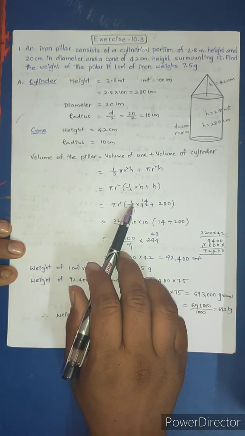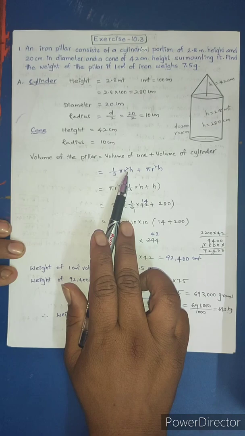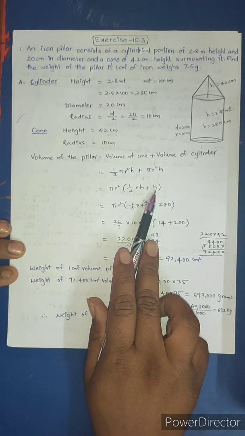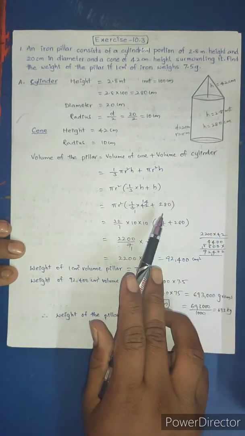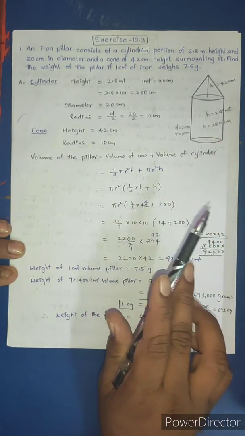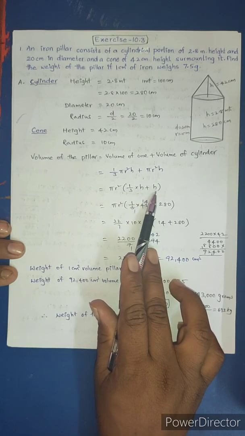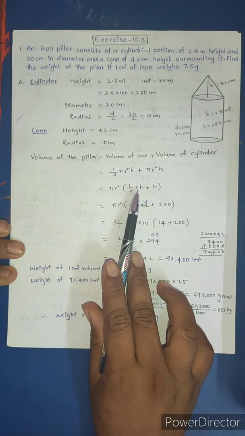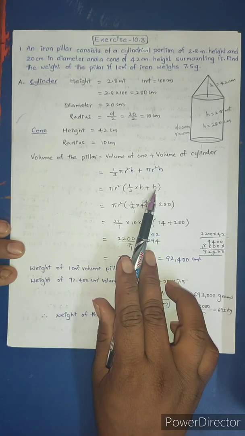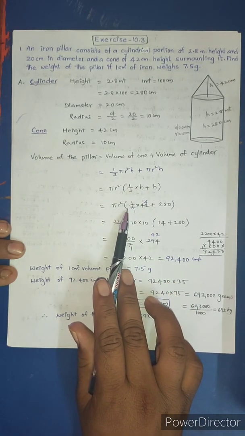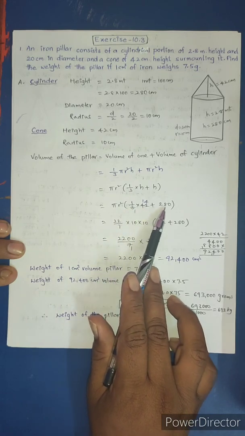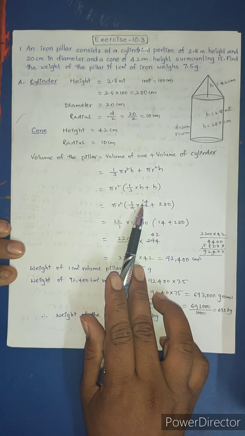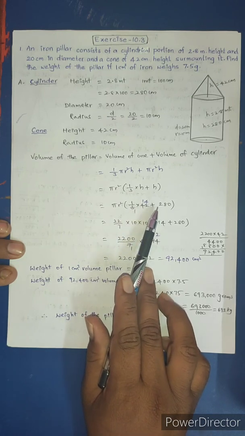Now pi r square of 1/3 into h. This h belongs to cone, height of the cone 42, plus this h, height of the cylinder 280. So don't get confused, both are h, so we can add them. This h belongs to cone and this h belongs to cylinder. Pi r square of 1/3 into 42 plus 280. 3 1s are 3, 3 1s are 3. Remaining 1 2 is 12, 3 4s are 12.